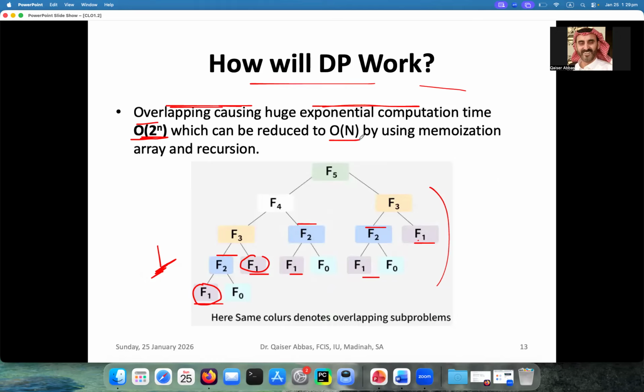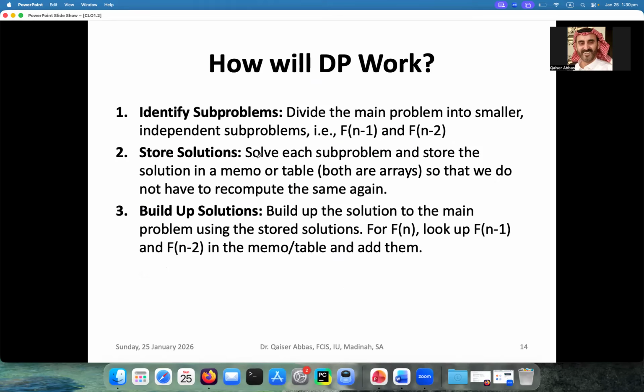This is linear, order of n, like the complexity of linear search. So this is 2 raised power n, but this is only n. 5 elements, 5 operations. 10 elements, 10 operations. And here 5 elements, 2 raised power 5 is 32, maybe 32 operations. So we can reduce order of 2 raised power n to order of n by using memoization and recursion.